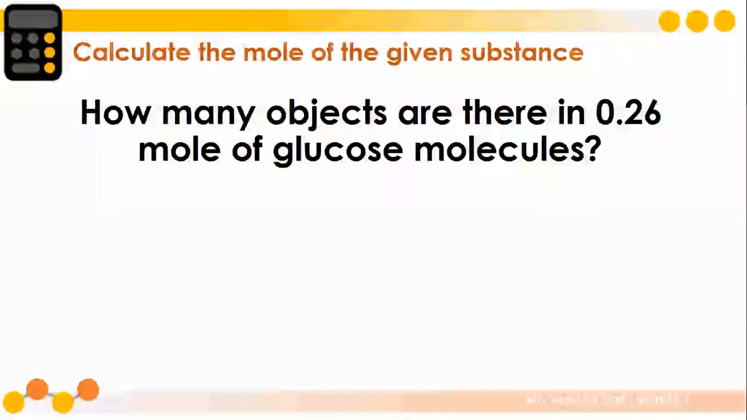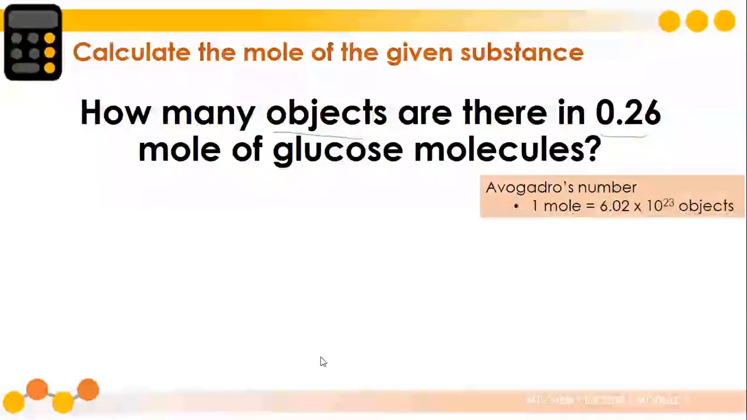Let's proceed with the problem solving involving the moles and Avogadro's number. For the following problems, we have to calculate the mole of a given substance. For this one, our problem states: how many objects are there in 0.26 mole of glucose molecules? So what we're looking for here is objects. You have to always keep in mind that 1 mole is equal to 6.02 times 10 raised to 23 objects. And this number is what we call the Avogadro's number.